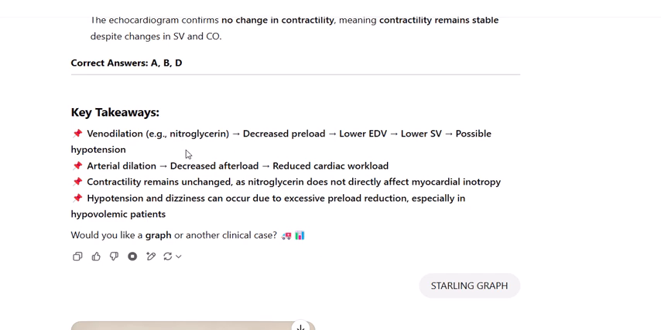Key takeaways: venodilation, e.g. nitroglycerin, decreased preload, lower EDV, lower SV, possible hypotension. Arterial dilation, decreased afterload, reduced cardiac workload. Contractility remains unchanged as nitroglycerin does not directly affect myocardial inotropy. Hypotension and dizziness can occur due to excessive preload reduction, especially in hypovolemic patients.